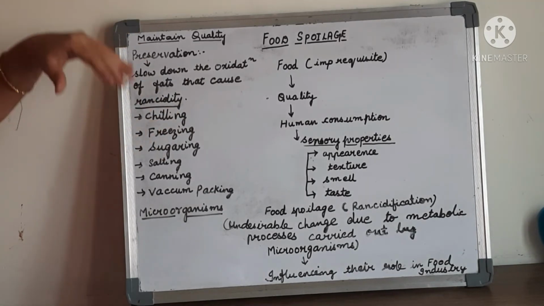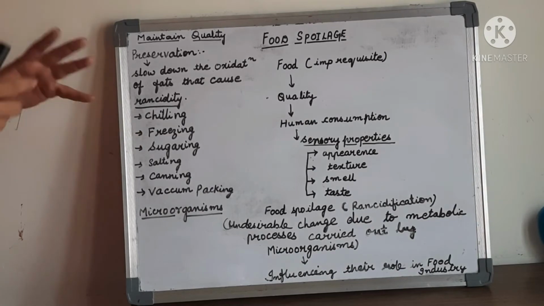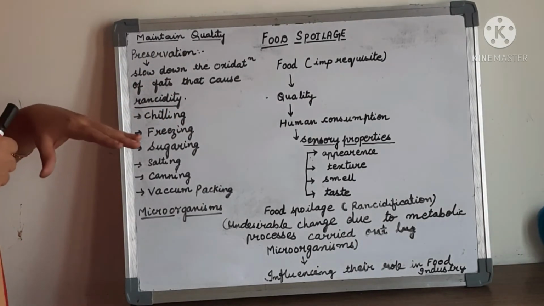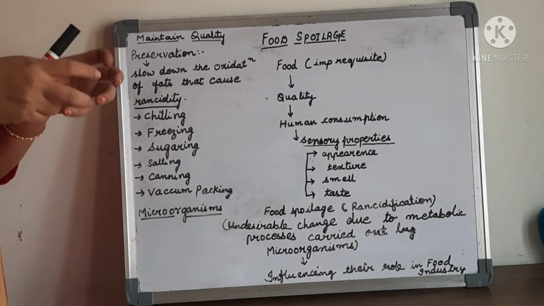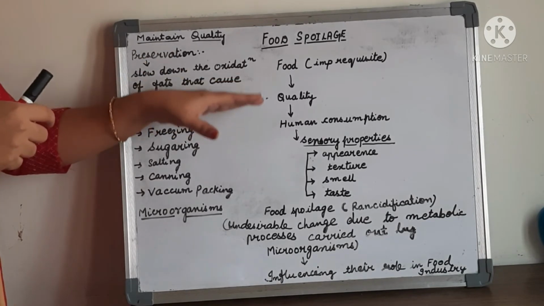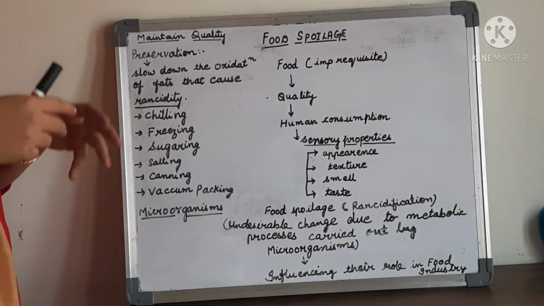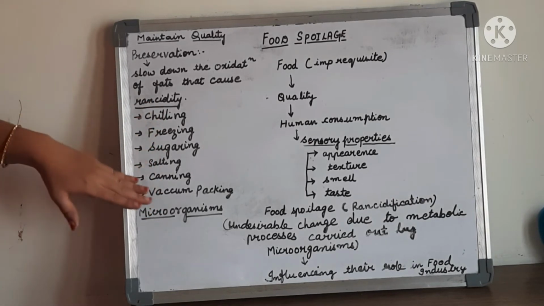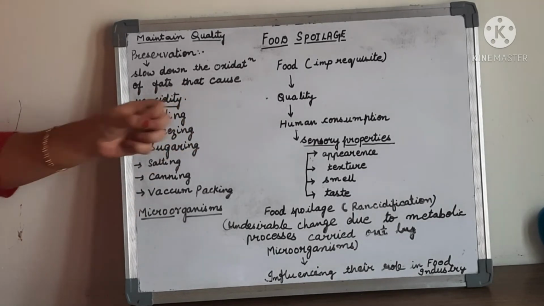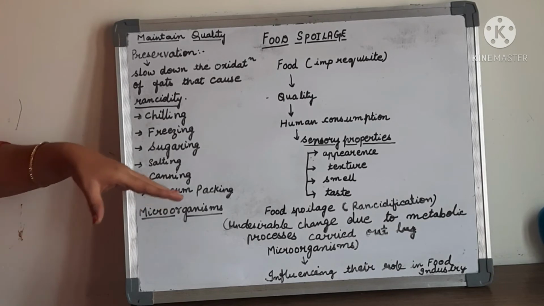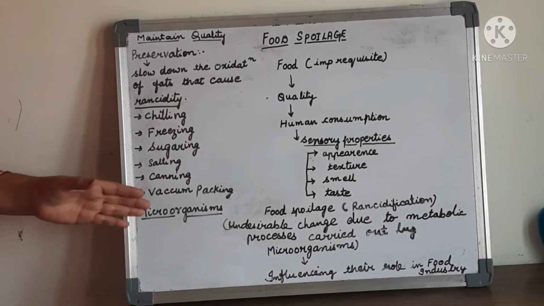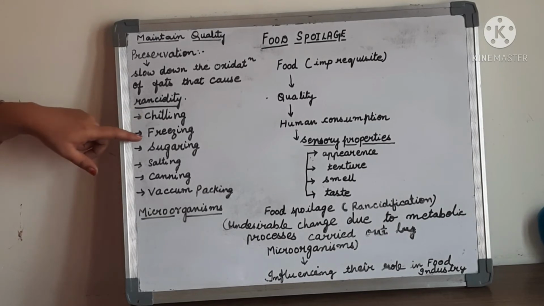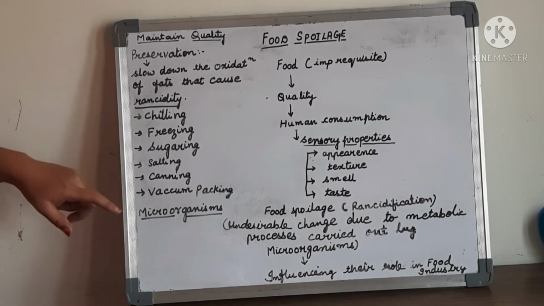Rancidification is the oxidation of fats. So in preservation methods, by adding or maintaining certain conditions, they slow down the oxidation processes. They try to maintain the important factors that will maintain the quality of the food and not allow the food to undergo spoilage. These are a few of the important preservative methods carried out at the industrial or commercial level, and in our day-to-day lives in our houses too, such as chilling, freezing, sugaring, salting, canning, vacuum packing.